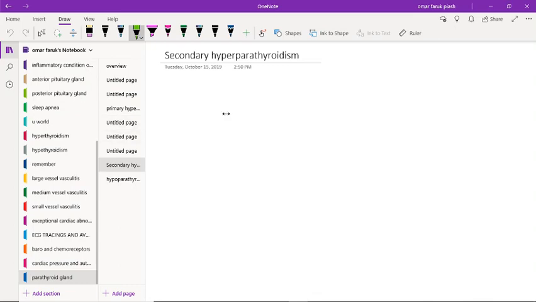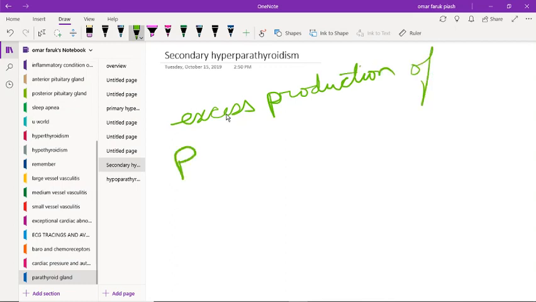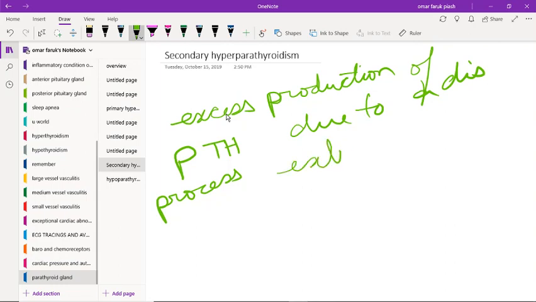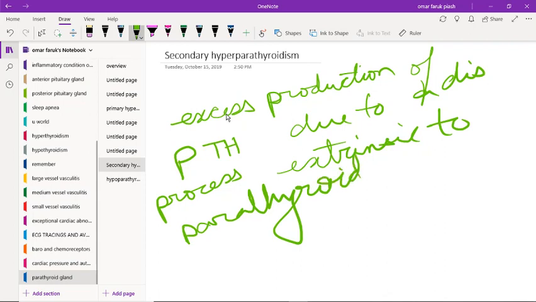There is excess production of PTH due to a disease process extrinsic to the parathyroid gland.